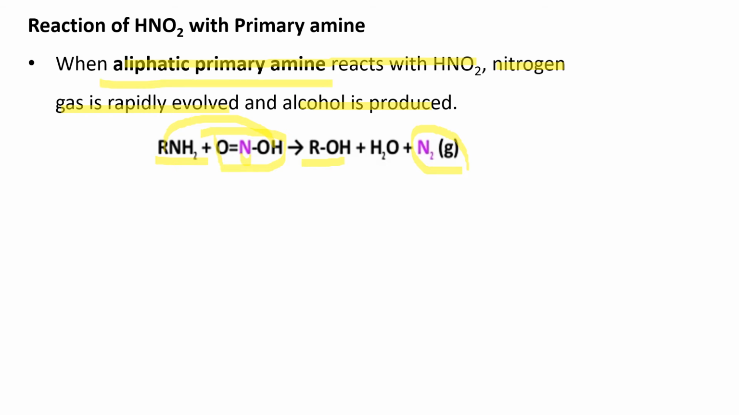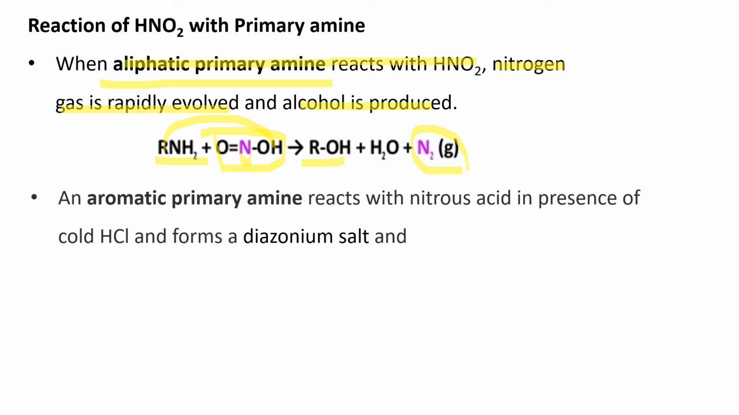This is unlike the Hinsberg test where both alkylamine and arylamine react in a similar way. Here the aliphatic primary amine and the aromatic primary amine, their reaction is different. That is why here I'm talking about only the aliphatic primary amine. So it forms nitrogen gas that can be seen evolving.